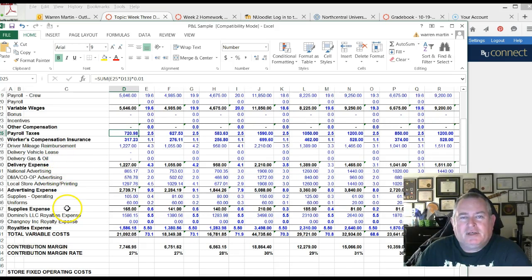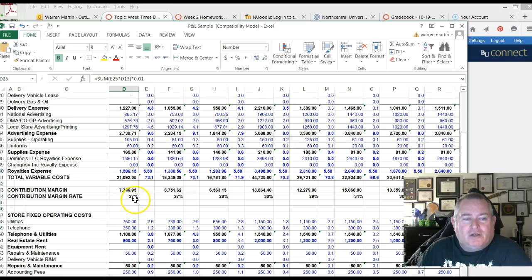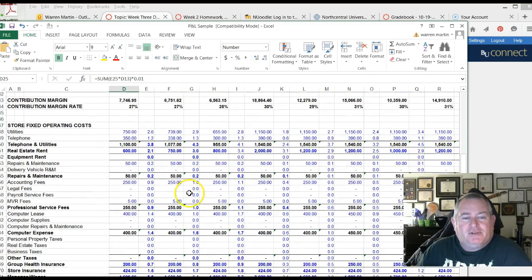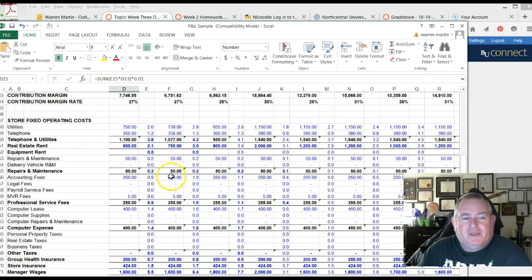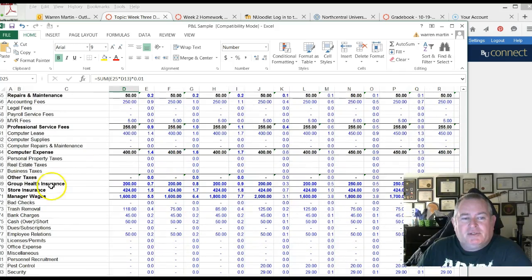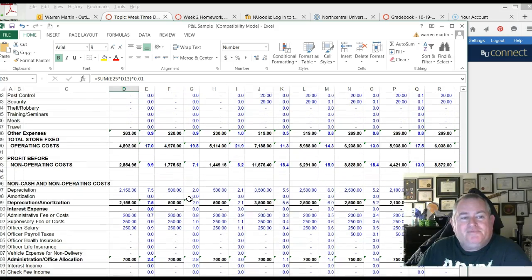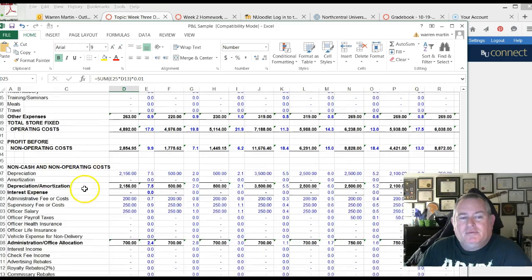You have all these different categories, or what we call line items, that go into a profit and loss statement, a P&L. And you get down to the bottom, you have what they call contribution margins, and the contribution margin rate. That's how much money different stores need, depending on what their costs are. Then you have your fixed costs, be it utilities, phone, different things. Different businesses have different line items, but there are usually lots of them. And when you get down to the bottom, you have fixed costs, profits before non-operating costs, other things.